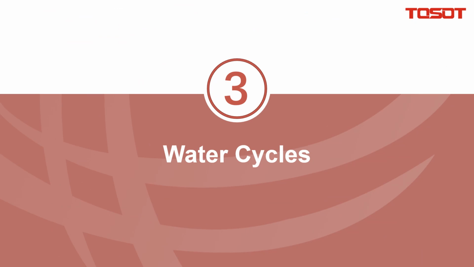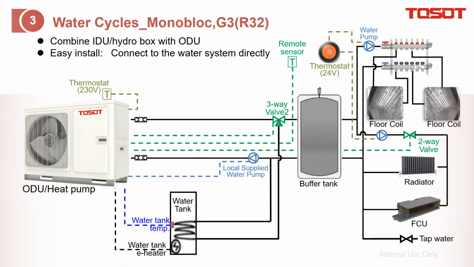Water cycles. In this chapter I will introduce how the water flows in the Versatility. Basically, consider this one already outputs the water. Based on the three-way valve, we conduct the water either to the water tank or for space cooling or space heating.